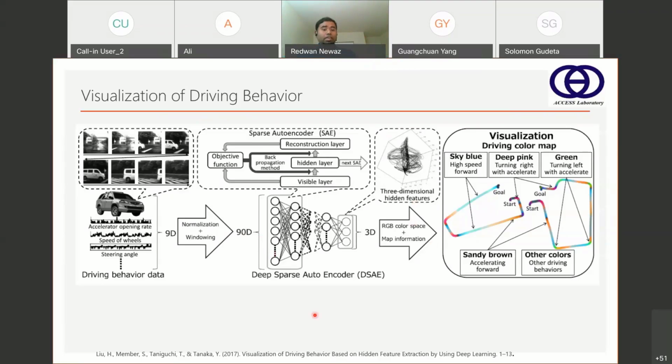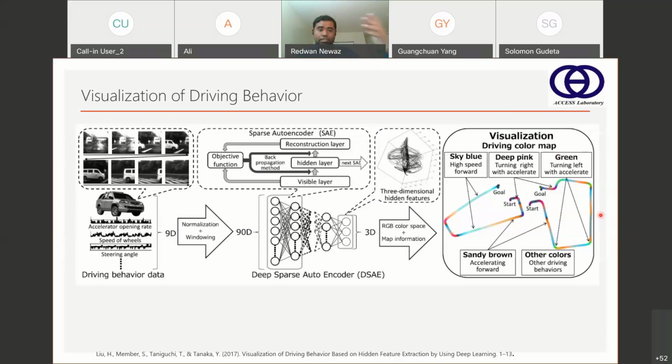And we do this unsupervised, and thus we learn the driving behavior first, and then we can assign a specific color for a specific driving behavior pattern. For example, sky blue for high speed forward, deep pink for turning right with acceleration, and green is turning left with acceleration. And so on.